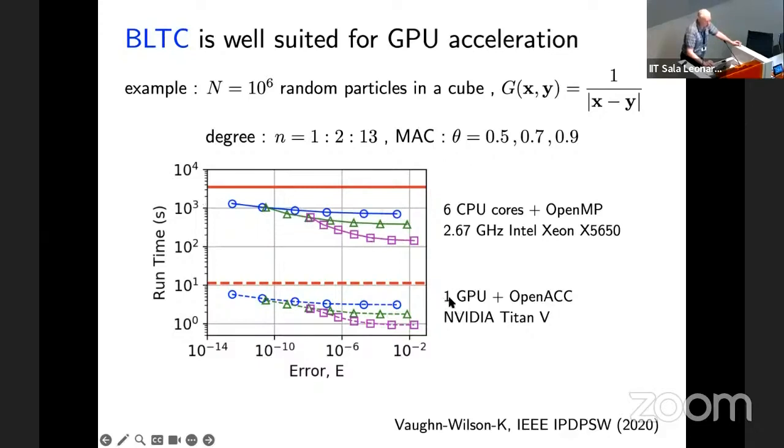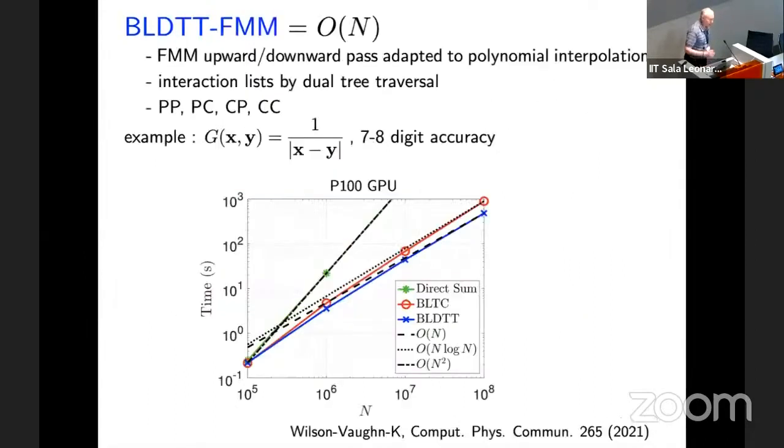But when we put this onto a GPU, the direct sum gets faster, but it's still order n squared. This BLTC, barycentric Lagrange tree code, runs faster than the direct sum. This one has order operation count n log n. Nathan Vaughn and Leighton Wilson worked this out. And then they went further.